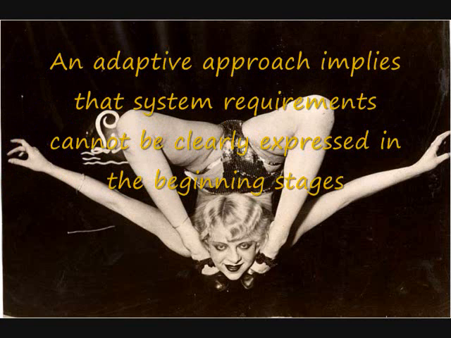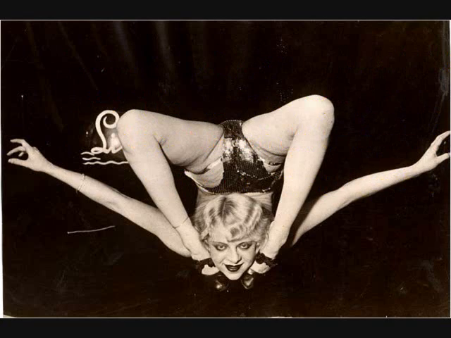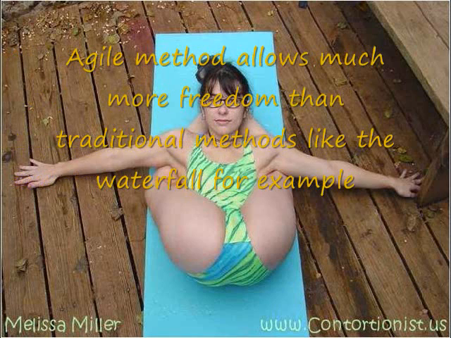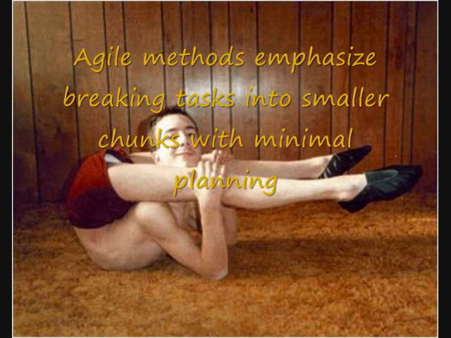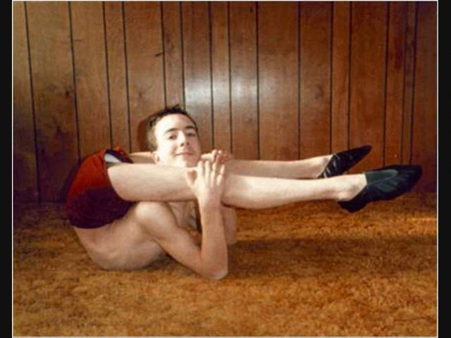An adaptive approach implies that the system requirements cannot be clearly defined in the beginning of the project development life cycle. The Agile method allows for much more freedom than traditional methods like the waterfall. The Agile method emphasizes breaking tasks into smaller chunks with minimal planning, unlike the waterfall method, which requires planning all to be done up front.